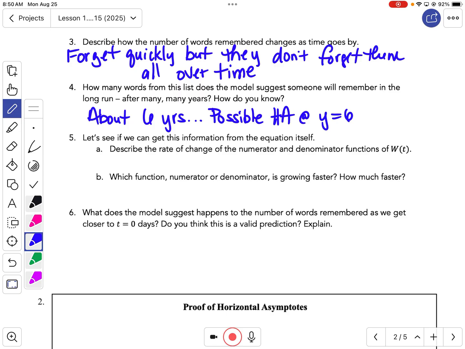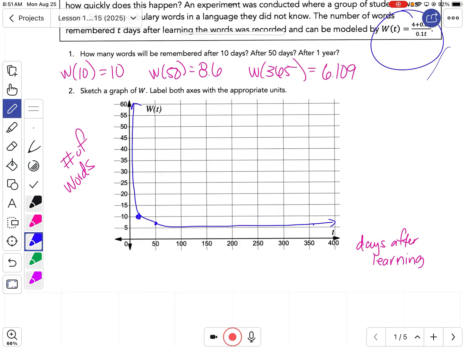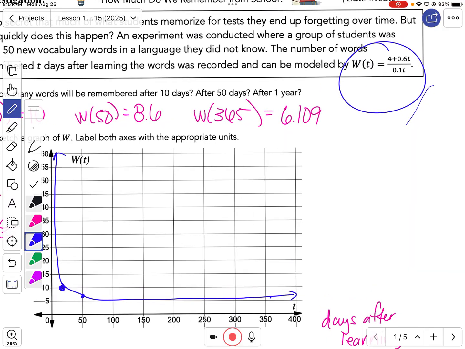So let's see if we can get this information from the equation itself. It says, describe the rate of change of the numerator and the denominator functions of w of t. So let's go back and let's look at that function. Here's that function, right here. So 0.4 plus 0.6t over 0.1t. Both pieces, if I look at them independently, are what kind of function? If I look at just the numerator, they're both linear, okay? So what's true about linear functions and their rate of change? Rate of change is just slope. Does slope change in a linear function? No. Okay, so they have constant slopes.